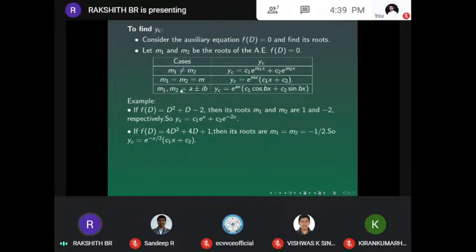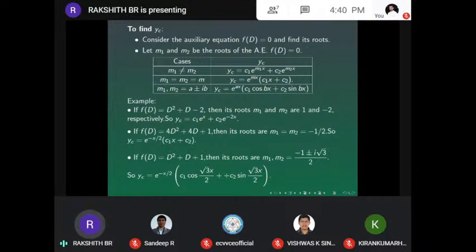And if the roots are complex conjugates, consider f(D) = D^2 + D + 1. Its roots are complex conjugates, nothing but the cube roots of unity. If you solve this equation, you can see that its roots are (-1 ± i√3)/2. So what is a in this case? a is -1/2. And b is √3/2.